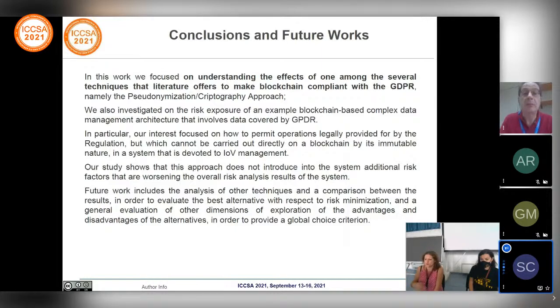As future work, we will include the analysis of other techniques and a comparison between the results, in order to evaluate which can be the best alternative with respect to risk minimization and a general evaluation of being more compliant with GDPR. So we are looking for a trade-off between the right to be erased, the right to be forgotten, and limiting the risk of opening these possibilities.